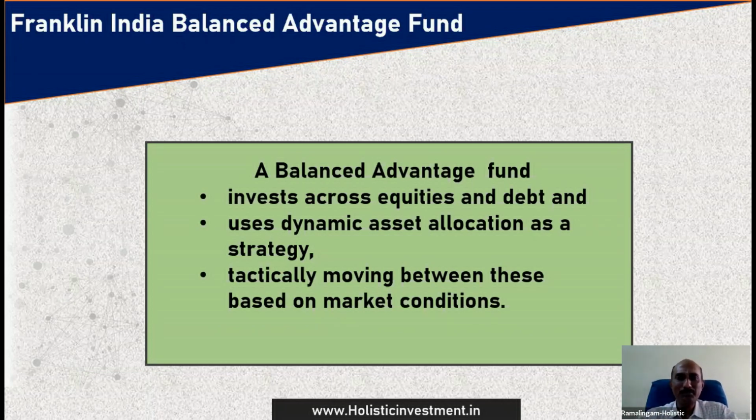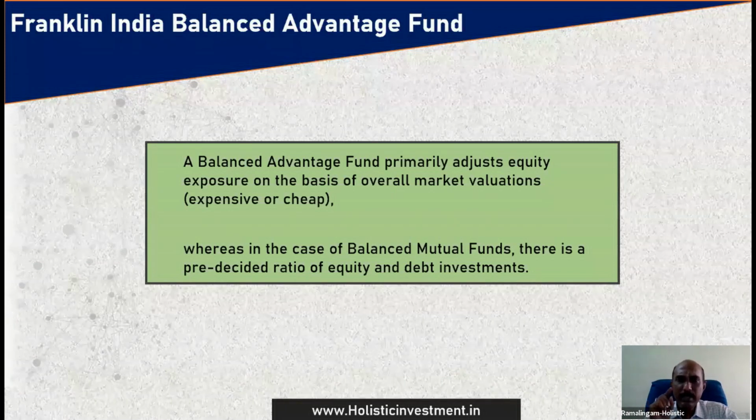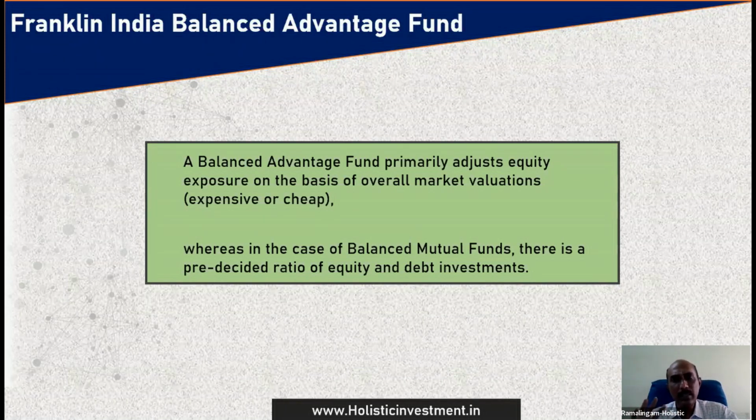What is the difference between balanced fund and balanced advantage fund? In the balanced fund, there is no dynamic fund management. There is a pre-decided ratio of equity and debt funds. They will simply stick to the pre-decided ratio. Whereas in the balanced advantage fund, there is no pre-decided ratio. The fund manager will change the asset allocation based on the market outlook.